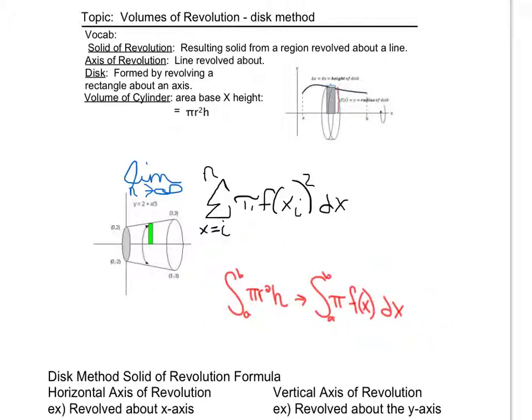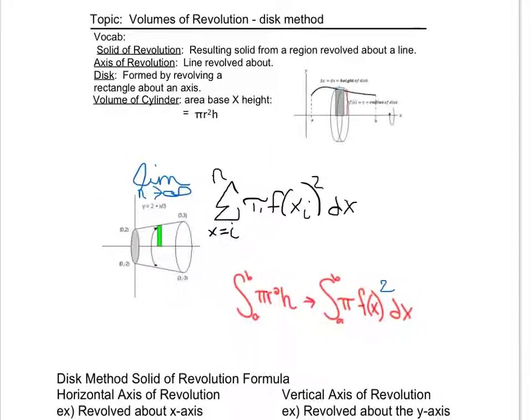This, I believe, was already written on the note sheet, so I can take the integral from a to b, some beginning interval to some ending interval, of pi r squared h, which, as we said, was pi times our function, because our function is our radius, and it should be squared, dx. I noticed it after I put the notes out, and I didn't want to redo them.